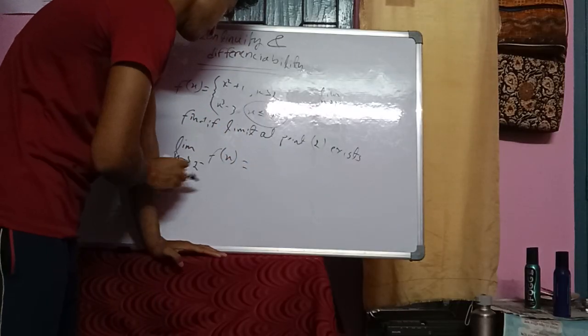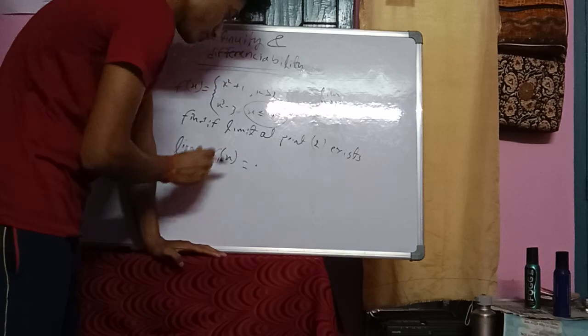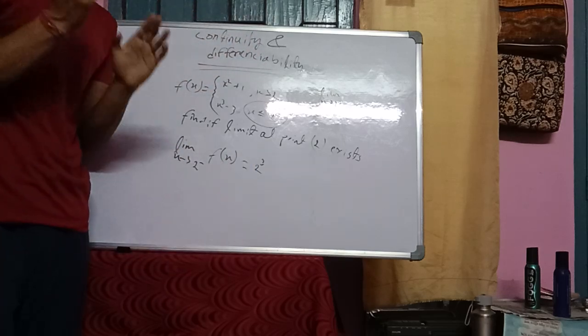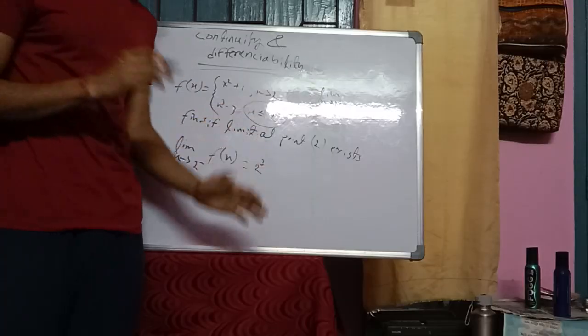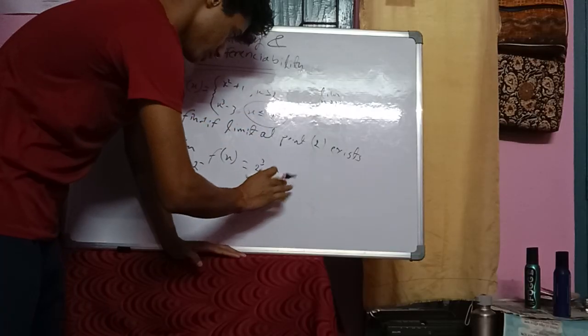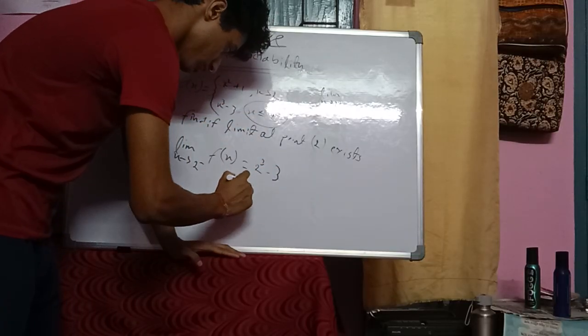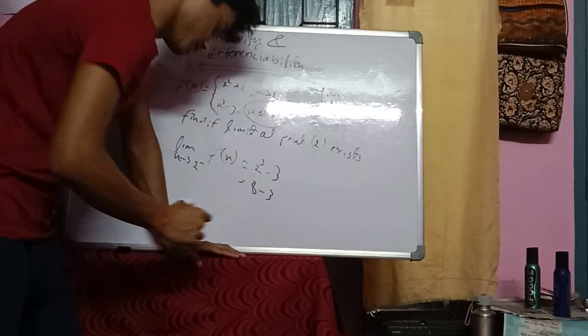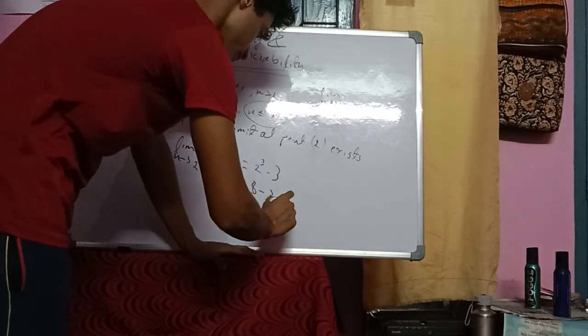So this time the function would become, first of all, we can write this x as 2 here because the value is very close to 2. So 2 cube minus 3. 2 cube is 8, minus 3. Okay, so this will be 5.